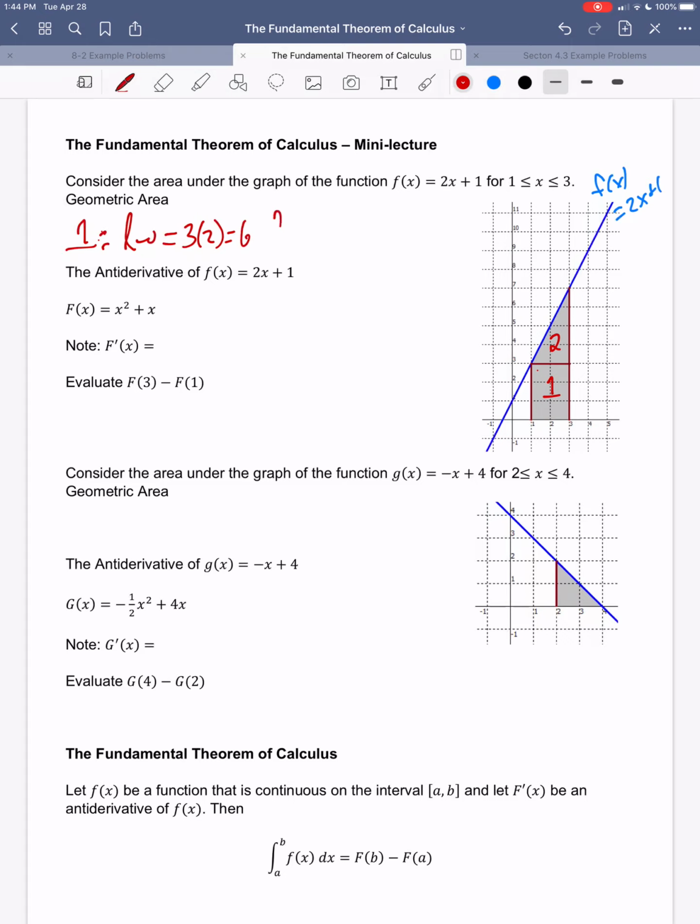For area 2, that's a triangle. So the area would just be 1/2 base times height. The base of this triangle is 2, the height is 4. And so that's equal to 4. So my total is 6 plus 4, or 10.